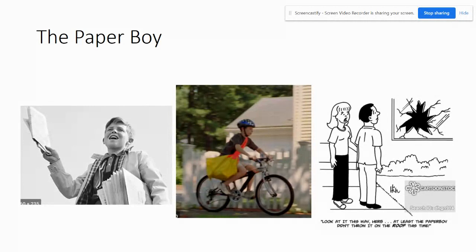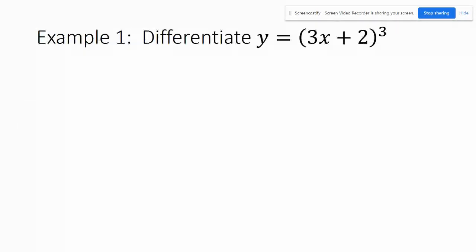Now, instead of the force being the speed or the force of the paper being thrown, in calculus it's the rate of change of y over x, because a derivative is a function which gives you the slope of the tangent. It's a rate of change. So when we look at this example over here, we have y equals (3x plus 2) cubed. Now I want to take this example back to the paperboy example. For the paperboy on the bike, there are two forces being applied to the paper: the bike and his arm.